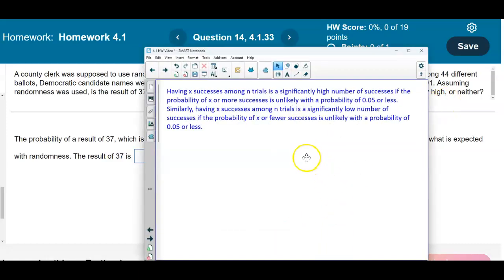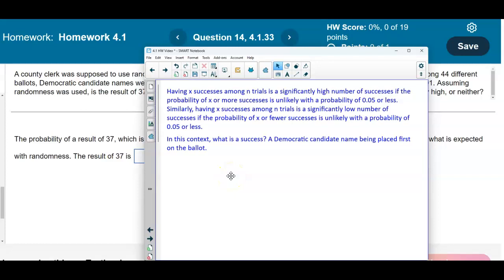Okay, so to answer, at the very end of the question, it says having X successes among N trials is a significantly high number of successes if the probability of X or more successes is unlikely, with a probability of 0.05 or less. Similarly, having X successes among N trials is a significantly low number of successes if the probability of X or fewer successes is unlikely, with a probability of 0.05 or less.